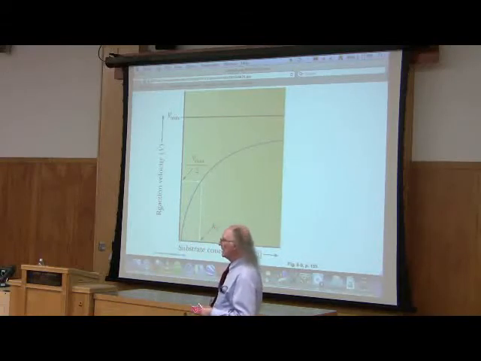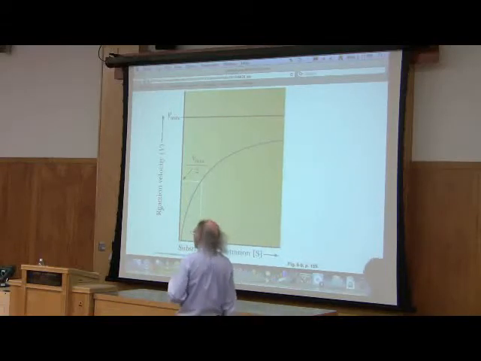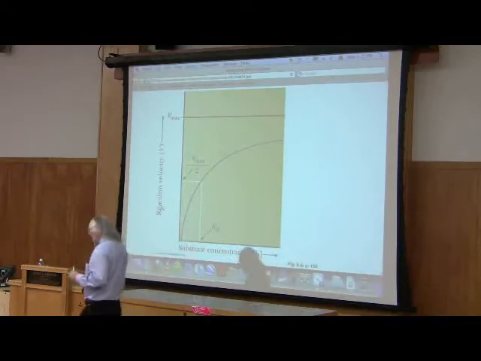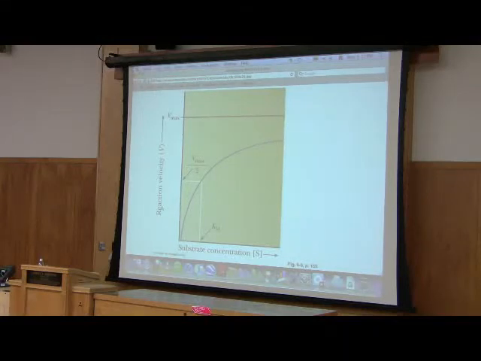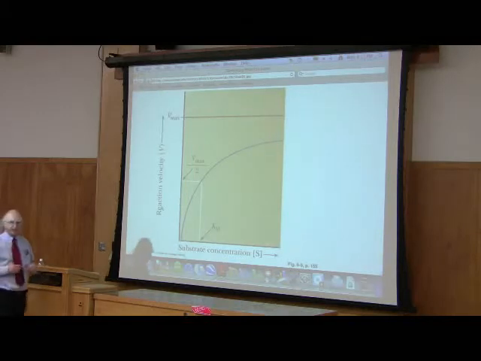What is Km? Km, I'm going to define it for you, and then I'm going to tell you how we get it. Km is a measure of the affinity that an enzyme has for its substrate. Km is a measure of the affinity that an enzyme has for its substrate.